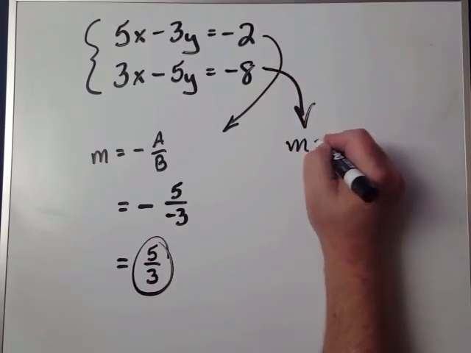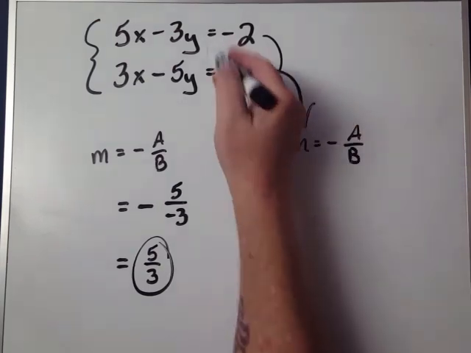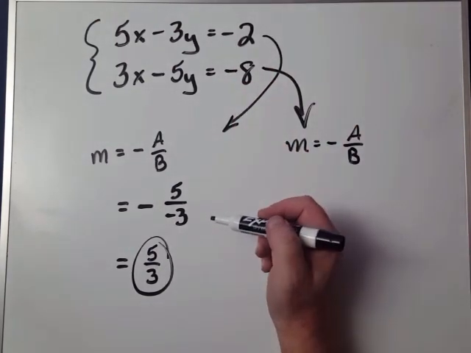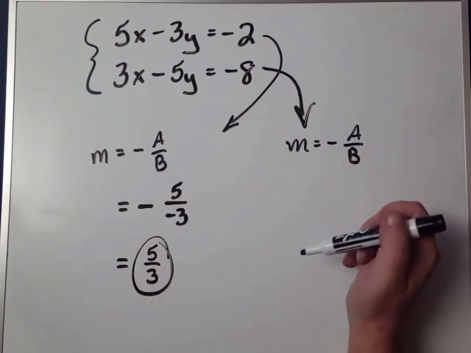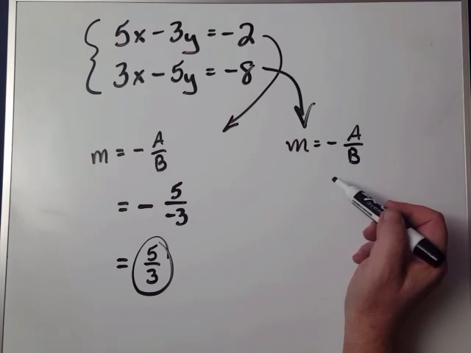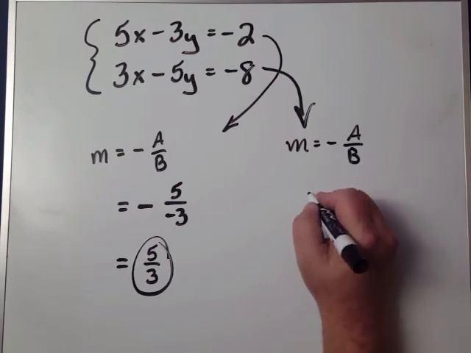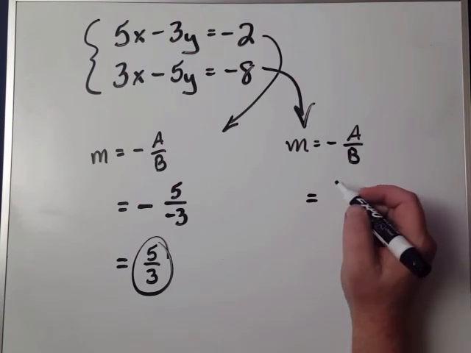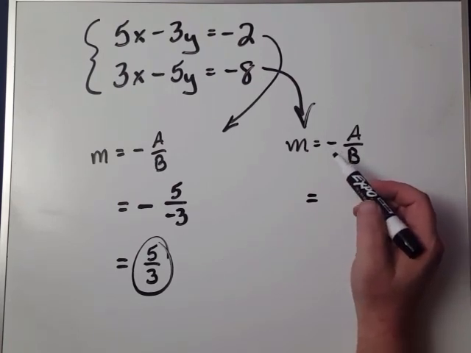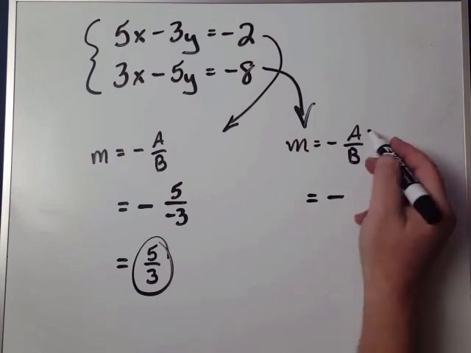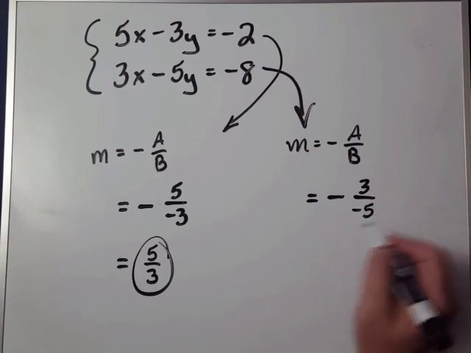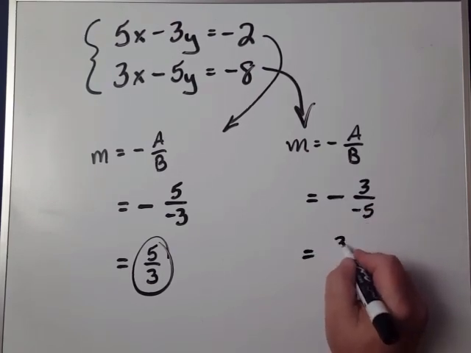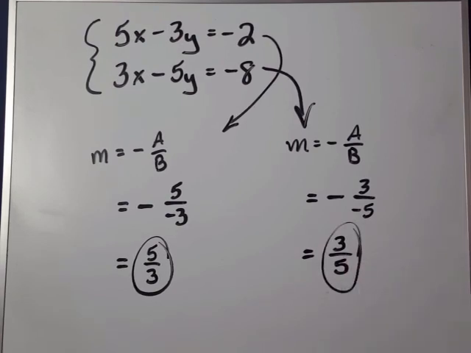Slope of my second line using negative a over b. I could solve these for y and I'd get the same slopes. We know that. So whichever method you want, the one I did before where I solved for y, or this one I'm doing now, negative a over b. Either way, I think you should know both because they're each handy in their own time. Negative a over b, that's going to be negative. The coefficient on x is 3 over the coefficient on y is negative 5. That's going to give me a positive 3/5. So I found the slope of both lines.